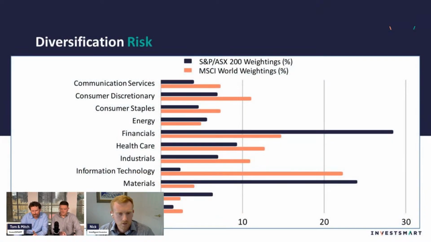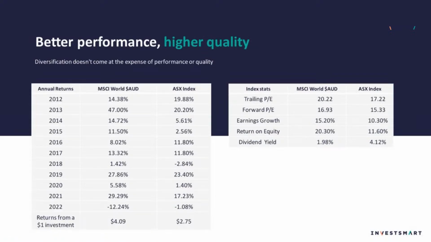Now, Nick, let's jump over to look at the actual quality of the businesses. I know Nathan Bell in your team has often said when you do invest in international equities, you're opening yourself up to a higher quality business than what we've got in Australia. Can you dive into that a bit for us? Yeah, absolutely. While the other two slides are pushbacks against investing overseas, this is the reason why you do it. Diversification doesn't come at the expense of performance or quality.